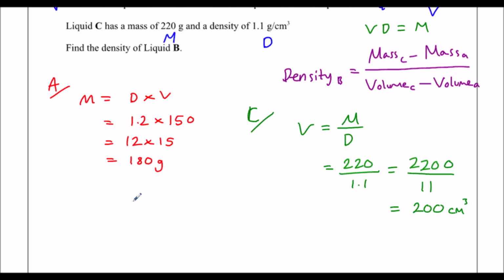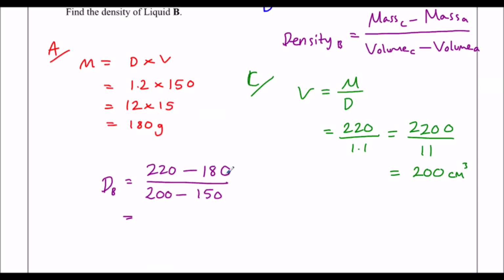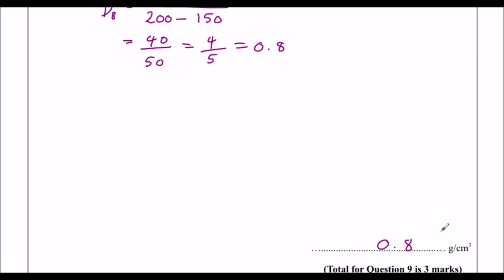So now we can work out the density of B. The mass is the mass of C, take away the mass of A. Mass of C is 220. Mass of A is 180. And volume of C was 200, take away the volume of A, which was 150. So 220 take away 180 is 40. 200 take away 150 is 50. So we've got 4/5, or as a decimal, 0.8. So the density of B is 0.8 grams per centimeter cubed.